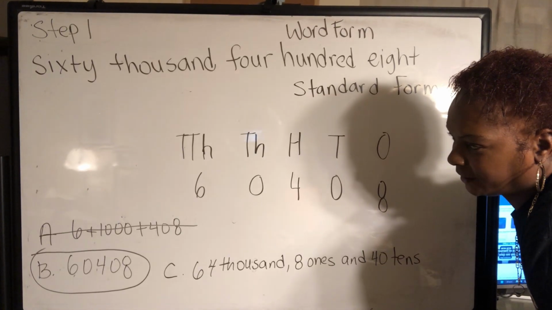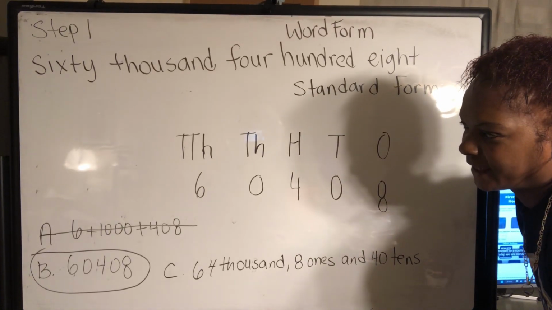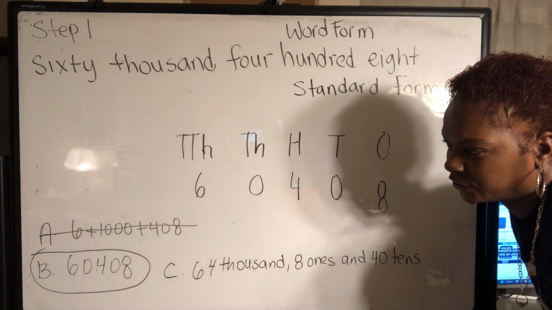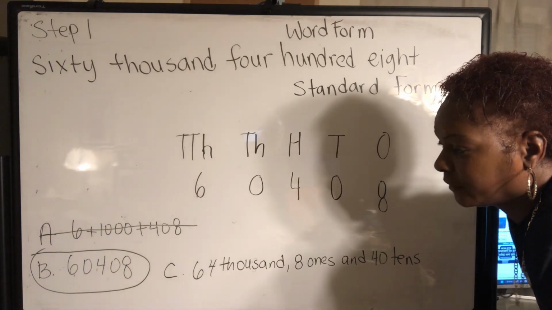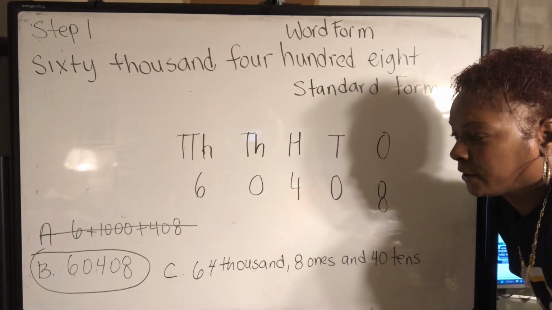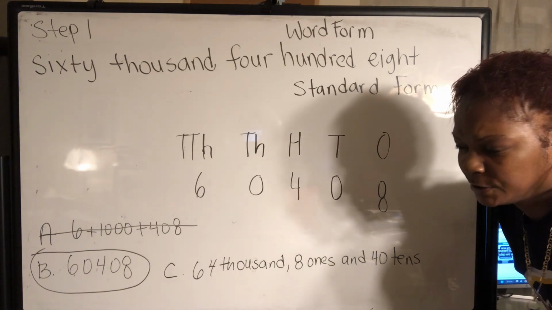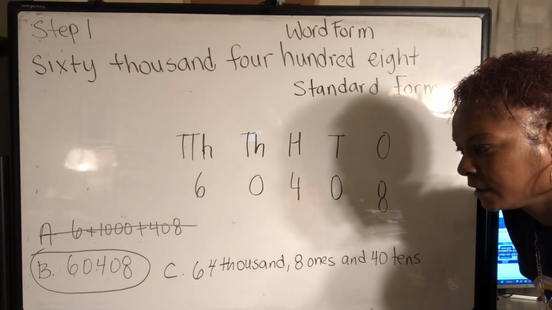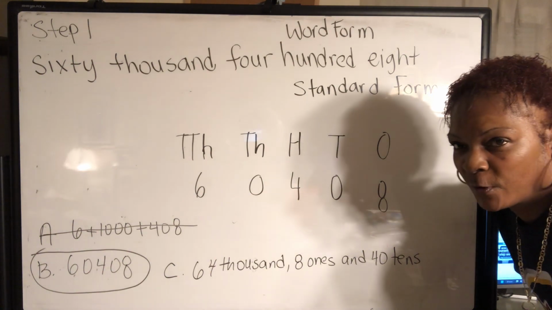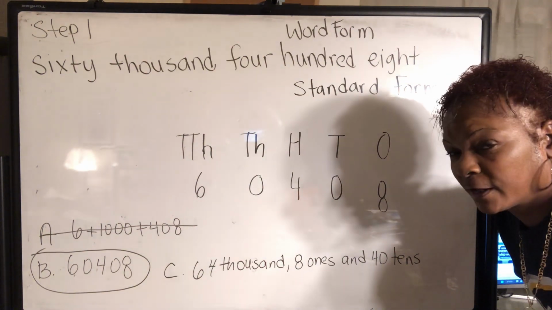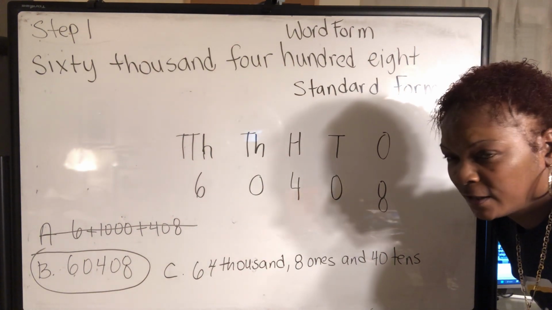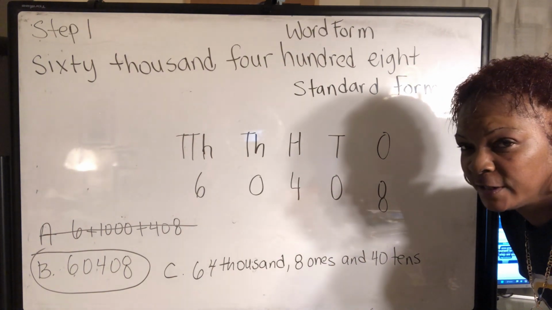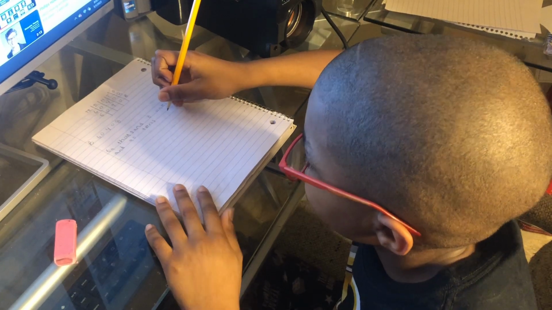So as we seen, Jamia let us know that yes, we have the right answer: B, 60,408. However, just for practice, and always to use process of elimination to double check so you don't have to wait to see if you definitely have the right answer, I always encourage working all choices. So we're going to work choice C, which is 64,000, 8 ones, and 40 tens.